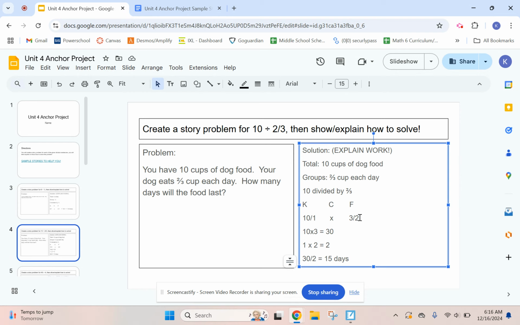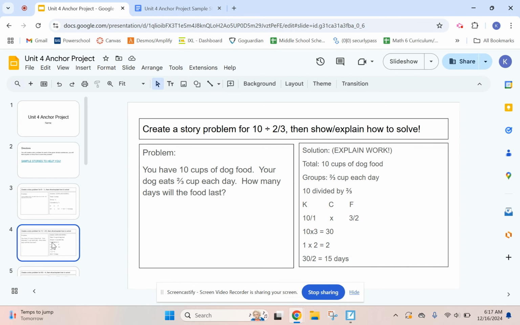Because if you split up 10 cups into groups of 2/3, you would have 10 over 1 divided by 2/3, which is 10 over 1 times 3 over 2. And then that is 30 over 2, which is 15 days.